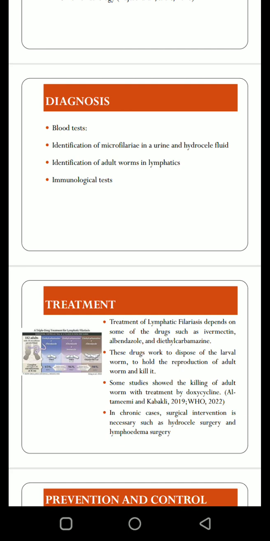Identification of adult worm in the lymphatics, in the filaria lymphatic. This is when you get to identify the worm. If you are used to the worm, you know how it looks. Then when you see it come out of the body, you check if this is the lymphatic worm or not. The immunological tests. This is when you check the efficiency of your immune system to fight against the disease.